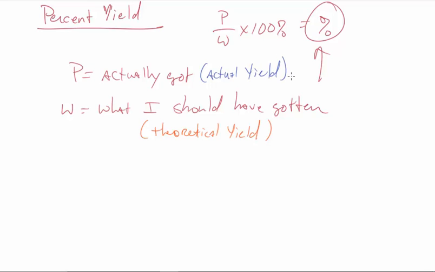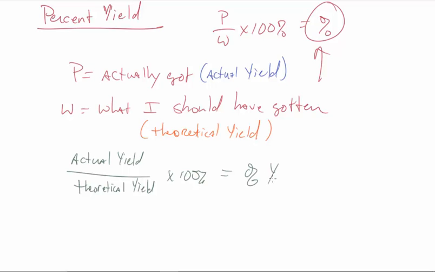And so not to overcomplicate this, we could just take what I actually got over what I should have gotten, and then we can write a definite technical definition here and say that percent yield is actual yield over our theoretical yield times 100%, and that's going to equal my percent yield. And that's just my very ugly percent sign there. All right? And so don't overcomplicate this, ladies and gentlemen.